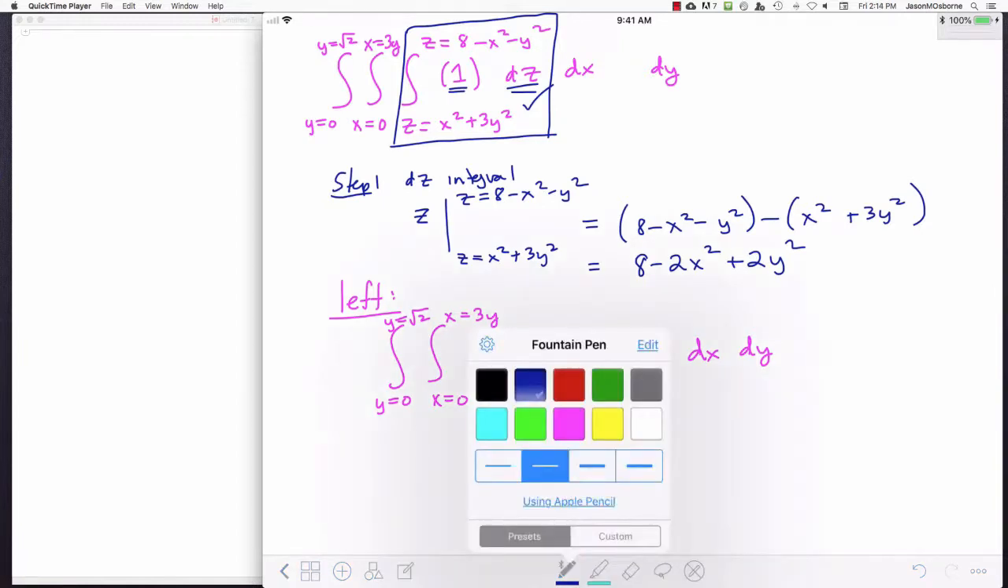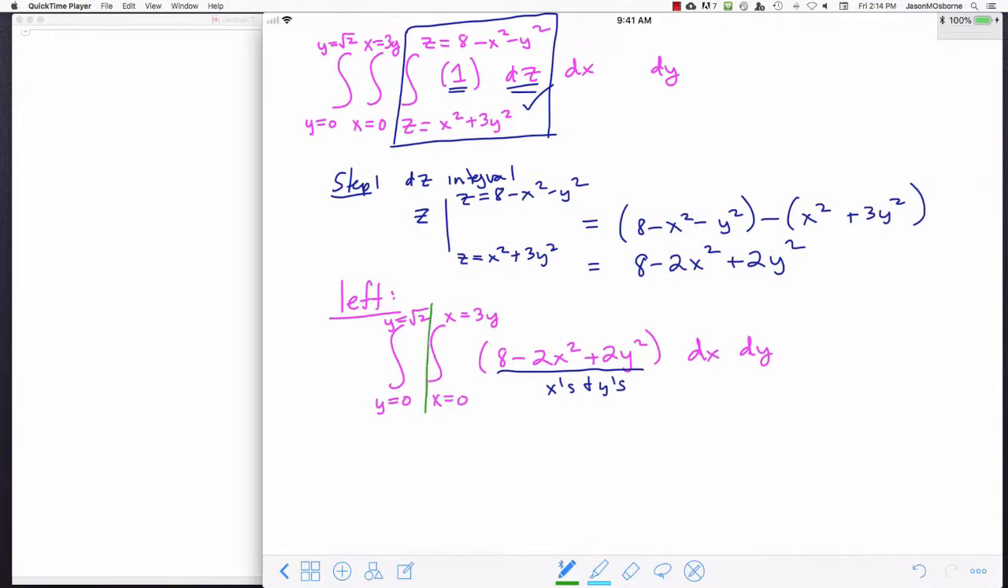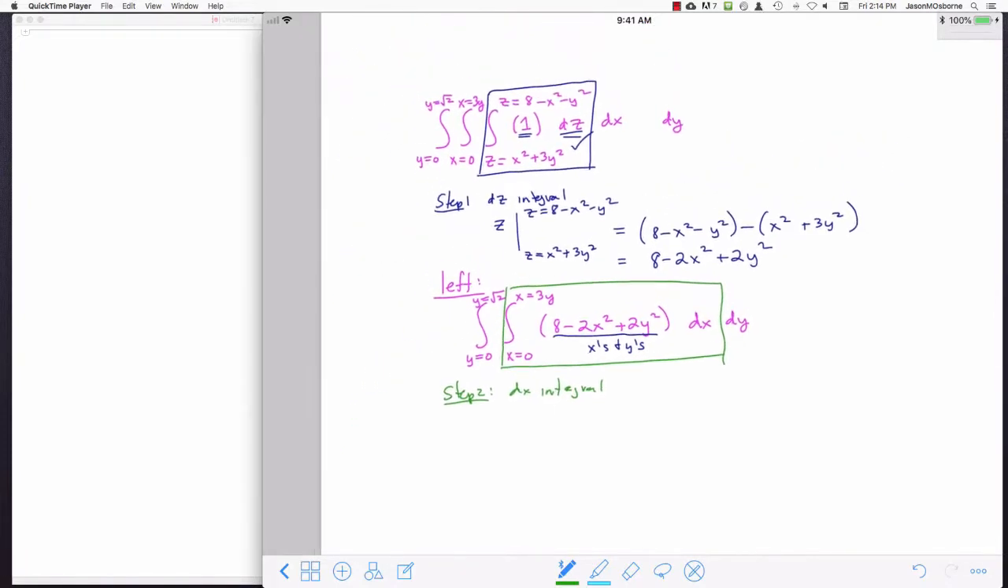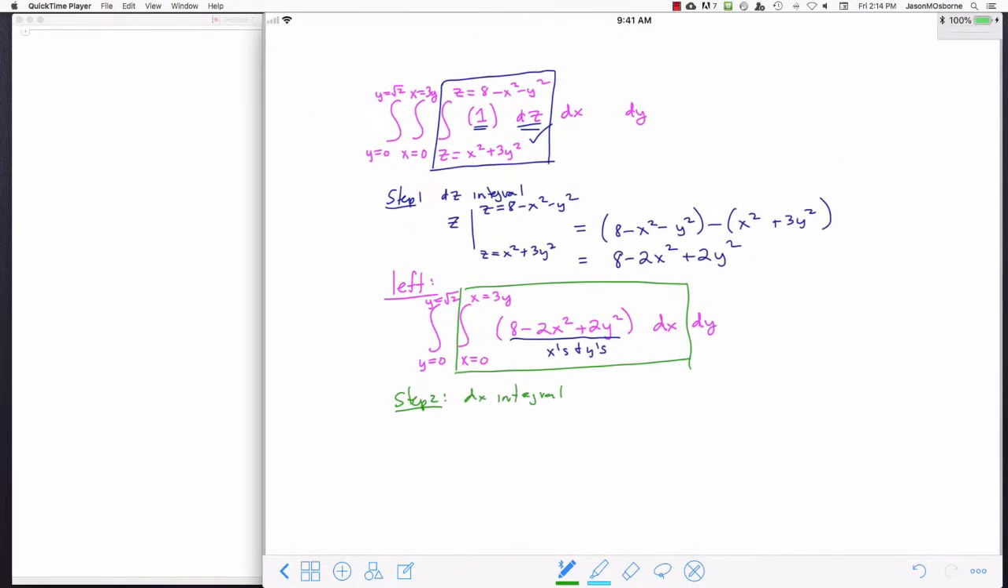So now let's continue on with the integral. We will look at our next iterated integral. Let's do the dx integral. So step 2 would be the dx integral. Just a reminder that this is section 15.5, and this is problem number 8. So let's do the dx integral, which means that we need to anti-differentiate with respect to x.